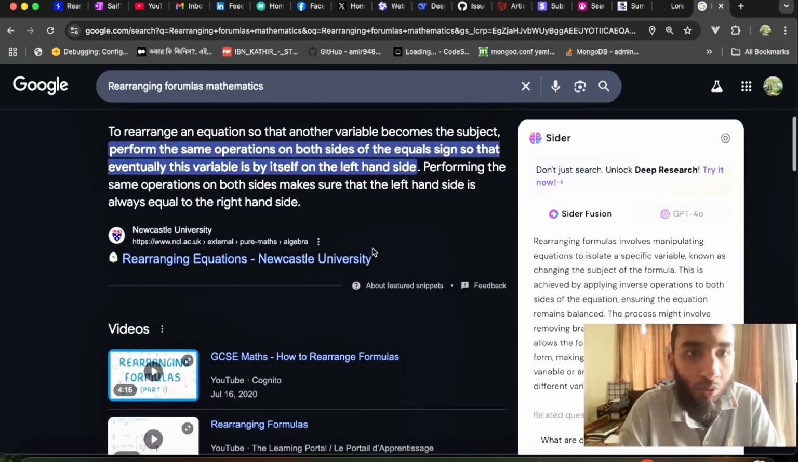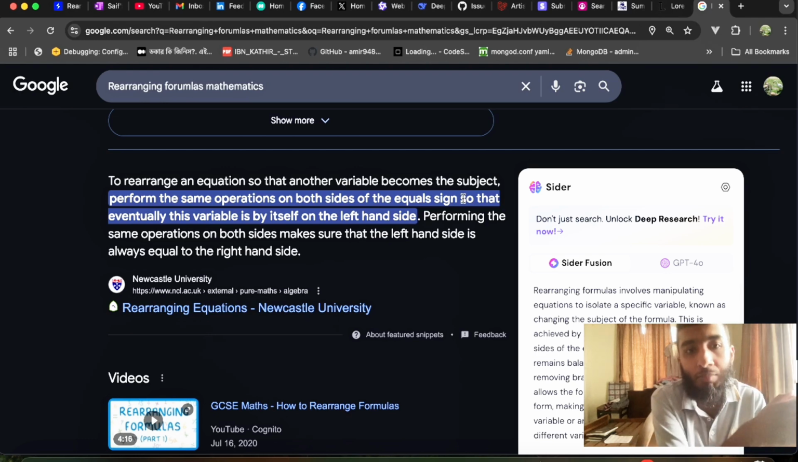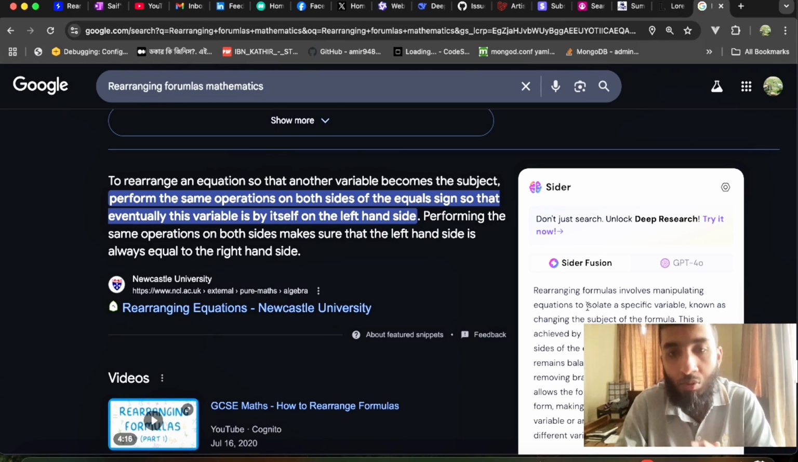To rearrange an equation so that another variable becomes the subject, you basically change the subject, just like I was saying. You perform the same operations on both sides of the equal sign so that eventually this variable is by itself on the left hand side. So rearranging formulas involves manipulating equations to isolate a specific variable, in order to make it the new subject.